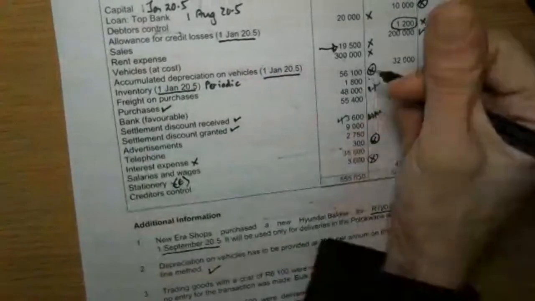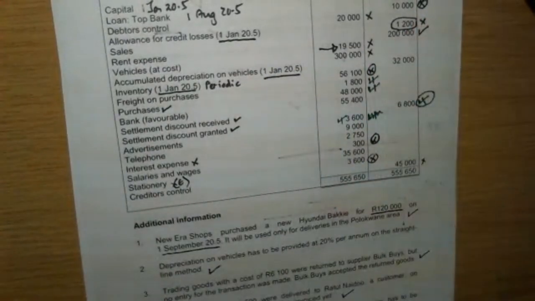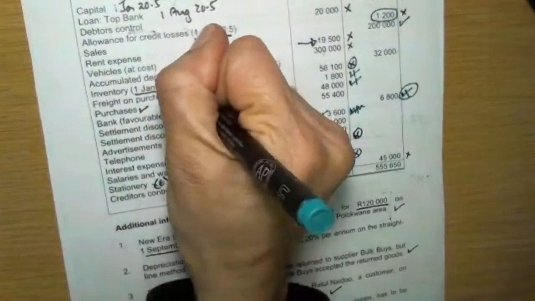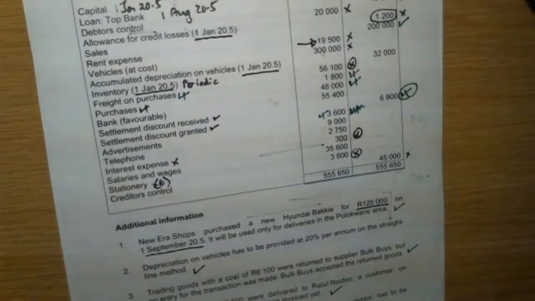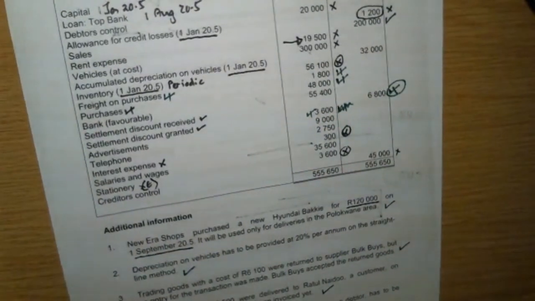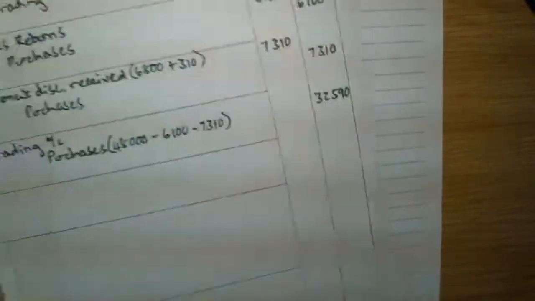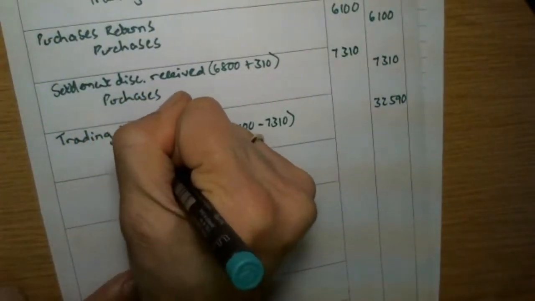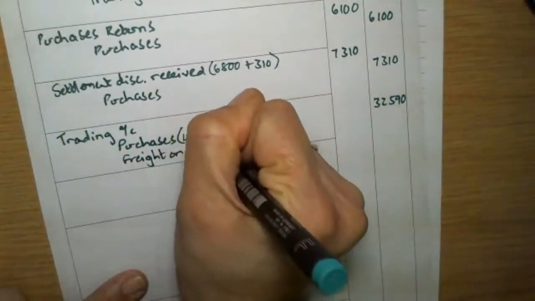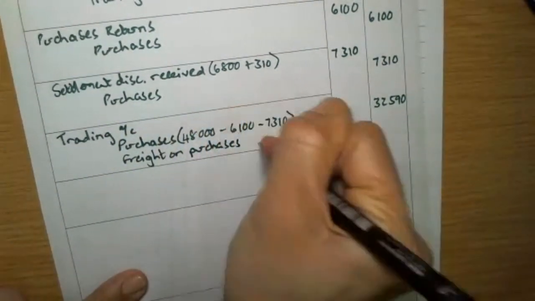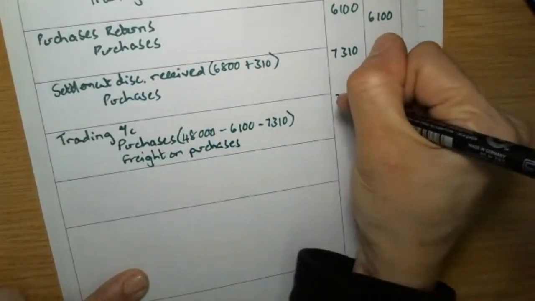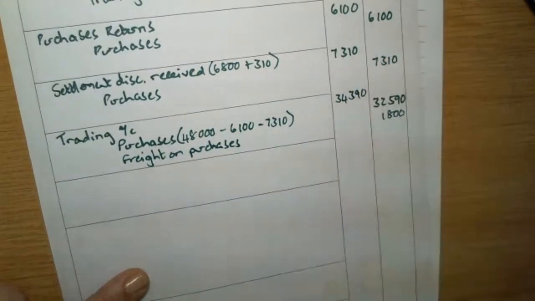I'm also in this question going to be adding freight on purchases when I do this adjustment. Remember, any costs relating to getting inventory to the point where it's available for sale needs to be added when I calculate cost of sales. So that freight on purchases amount also needs to be credited to clear that account. It had a debit balance, so I'm going to credit freight on purchases with 1,800. And both of those amounts will be debited to the trading account.